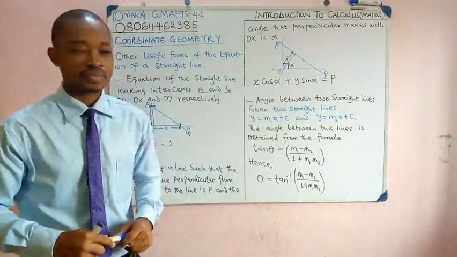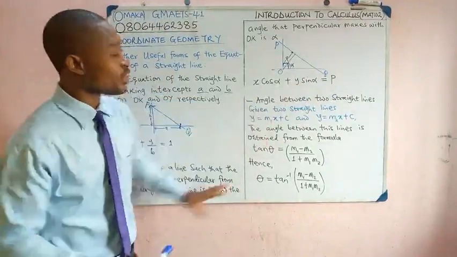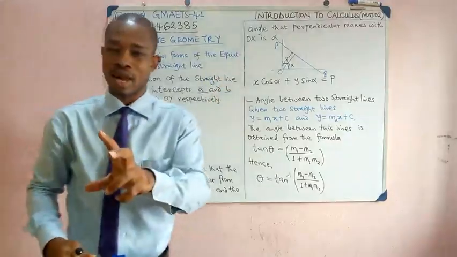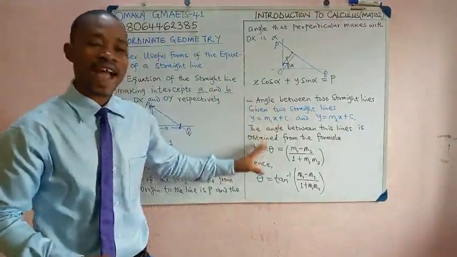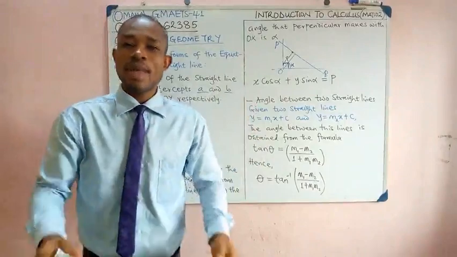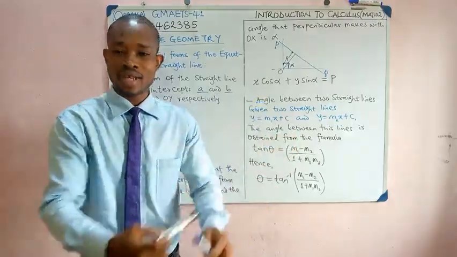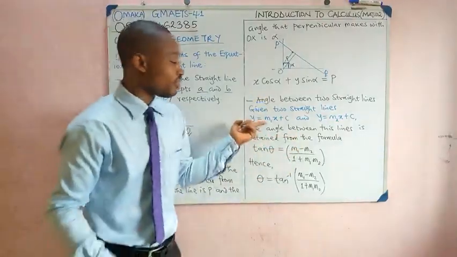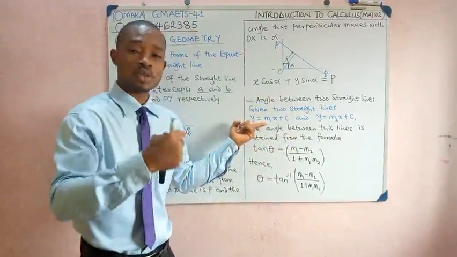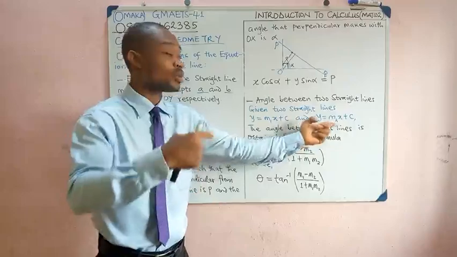The next thing we want to look at, having considered these two important forms of the equation of a straight line, we now want to consider the angle between two straight lines. Imagine that I have these two straight lines and they intersect. How do you get the angle between them? Alright, now imagine that you have the straight lines to be these equations, y equals m1 x plus c and y equals m2 x plus c.